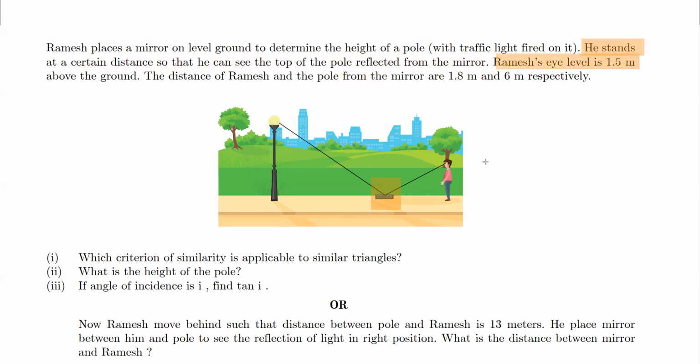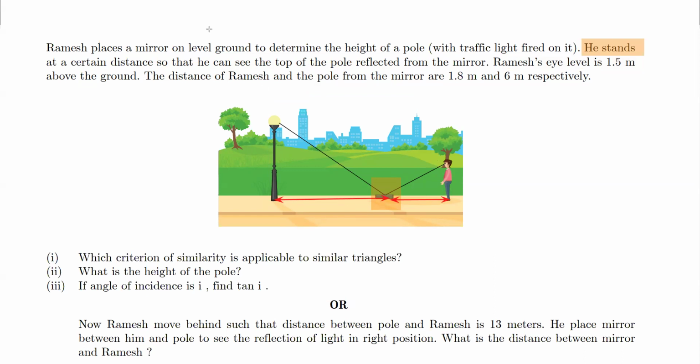Ramesh's eyes, that means the height at which Ramesh's eyes are placed from the ground, is 1.5 meter. The distance between Ramesh and the pole, that means this distance, is given as 6 meter. Now, in the first part, we have to find the condition of similarity.